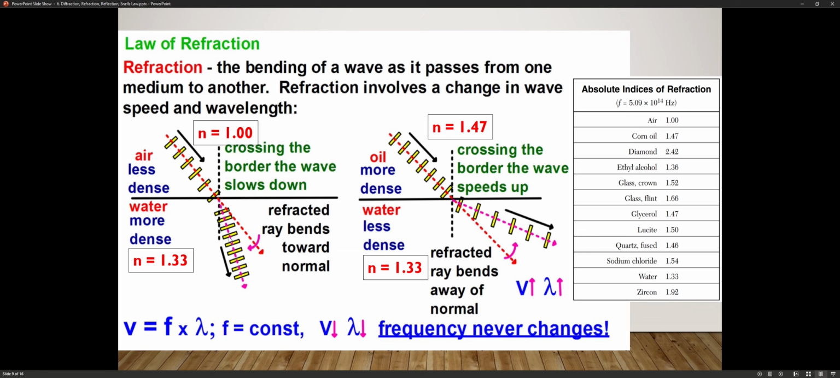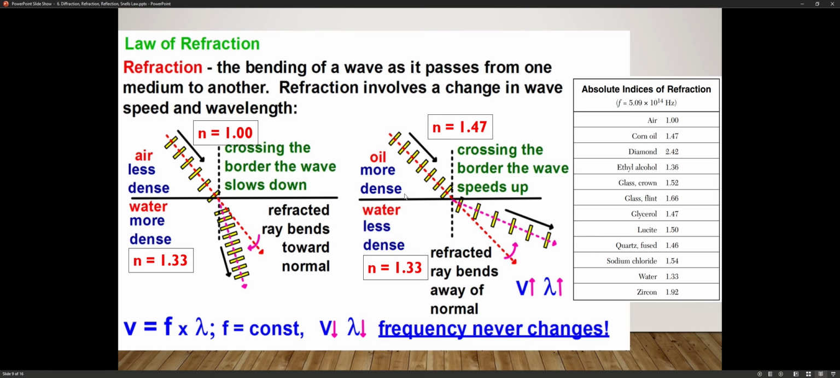And so the angle should be lower, right? The refracted ray bends towards the normal, so it goes this way. And you can see that if you're getting slower, then your wavelength must also get shorter, which is exactly what you're seeing here. All right.